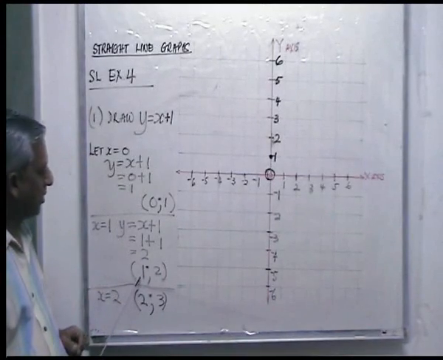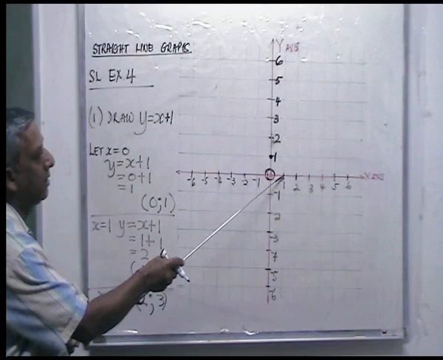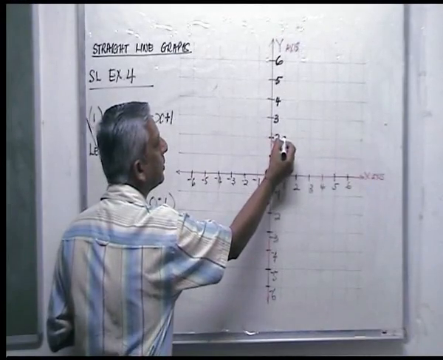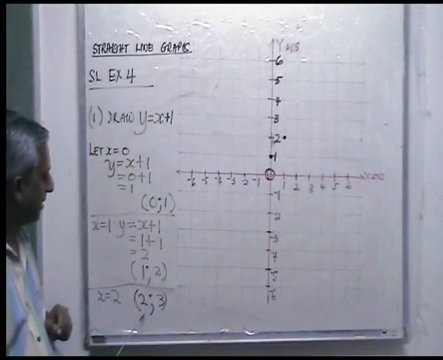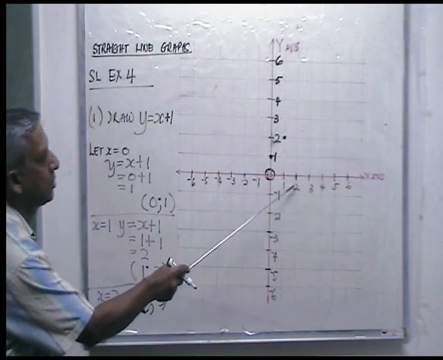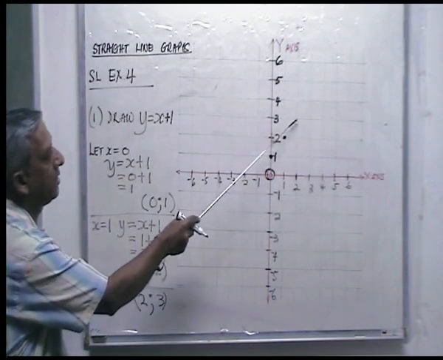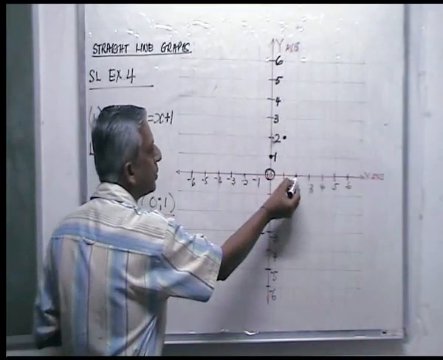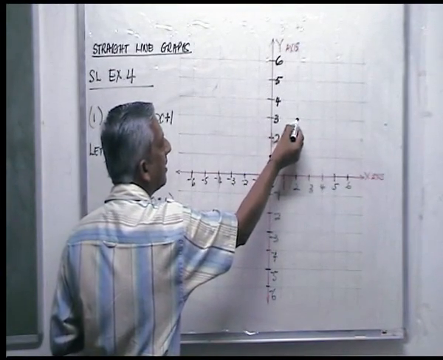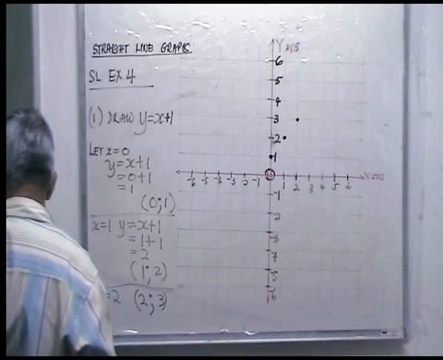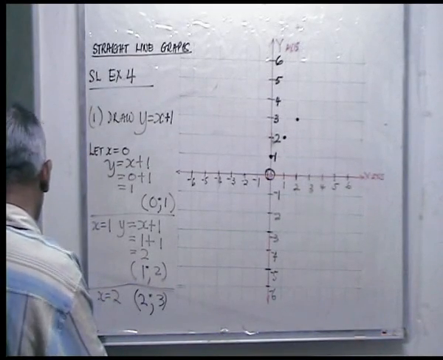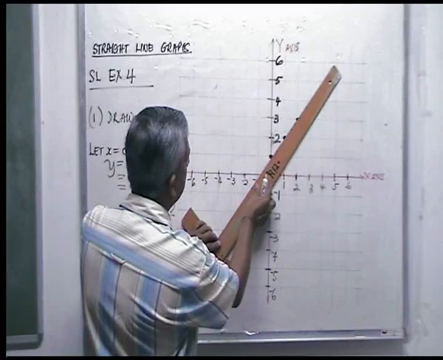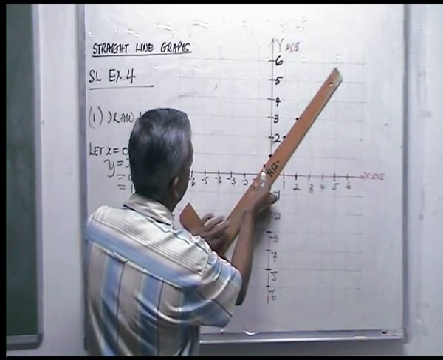Next, the ordered pair is 1, 2. Find 1, then go up 2 and put your dot there. So 1, 2, there's your dot there. And finally, 2, 3. There's your 2. And then after that, go up 3, there's it there, and place your dot there. So you've got your points, and then use your ruler and join these points, and you find that it forms a straight line.